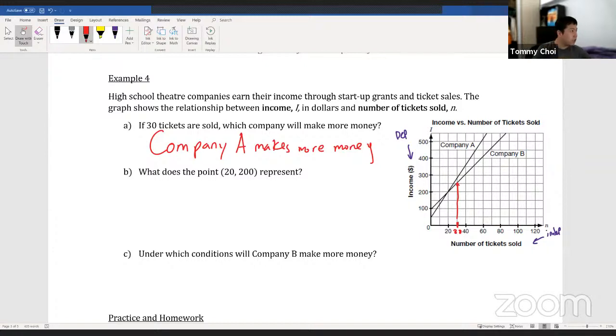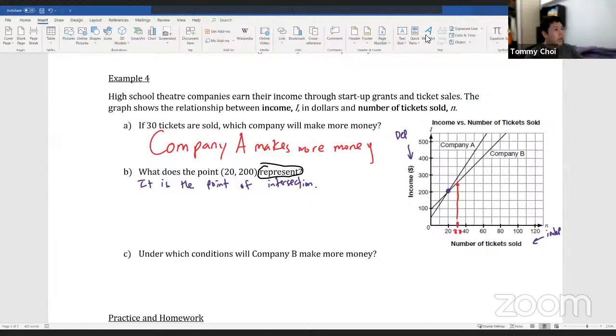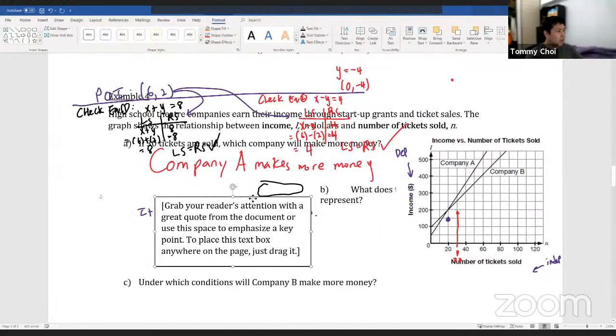Point where both companies meet. That's a good start. So first, Gerald says the point where both companies meet, which means this is (20, 200) here, that purple point on the graph, and Milana is saying it's the point of intersection. So Gerald and Milana have both said it is the point of intersection. Which is true, but that's not what I'm asking for. Remember, the word represent is specifically asking you in terms of this word problem, what does that point mean? You both are correct. They are right. It is the point of intersection, but that's not only what I'm asking for.